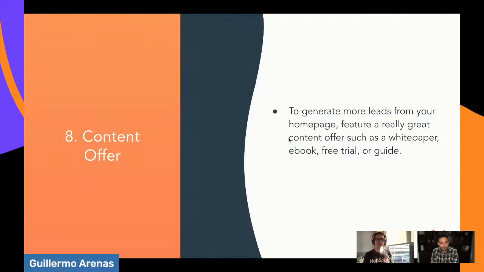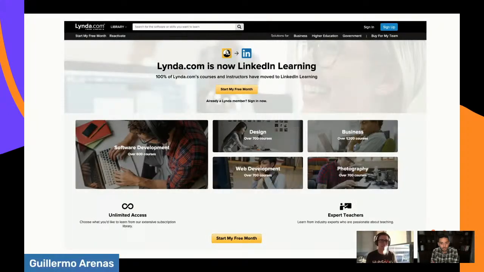Number 8, content offer. This is pretty straightforward. To generate more leads from your homepage, feature a really great content offer. Examples can be a white paper, an ebook, a free trial, or a guide. This is where you can start to increase your presence in the market. People are going to go to your website and convert on your homepage and start that conversion path that would make them leads for you to nurture down the road. This is how you start filling the top of your funnel. So content offers are very important because of this.